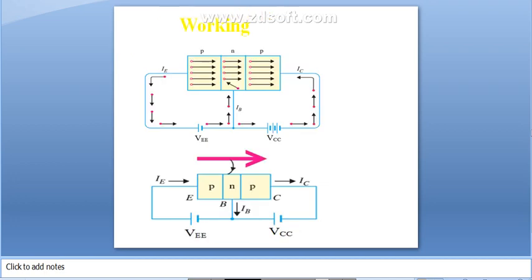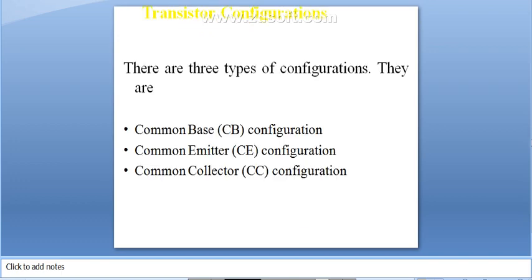This is the working of a PNP transistor. Here we can write IE equal to minus of IC plus IB.